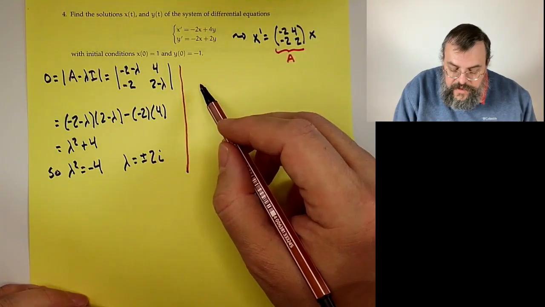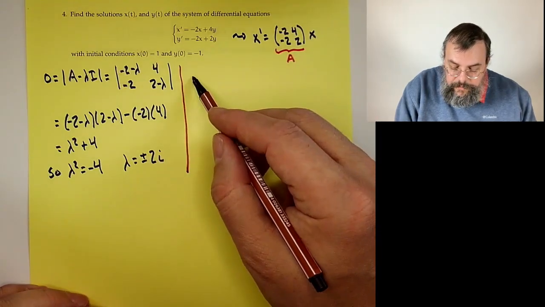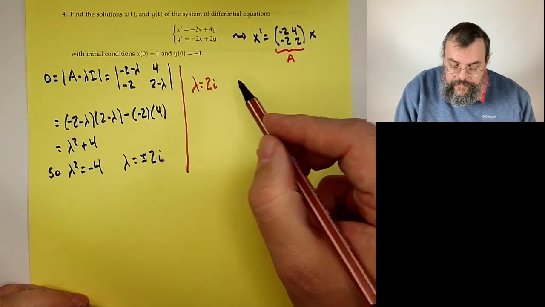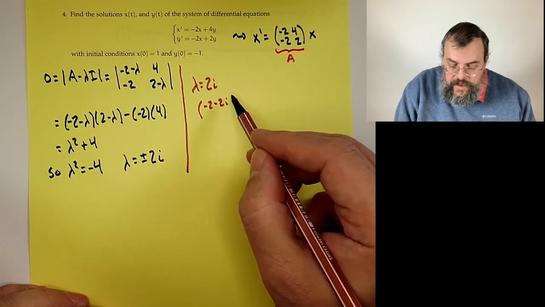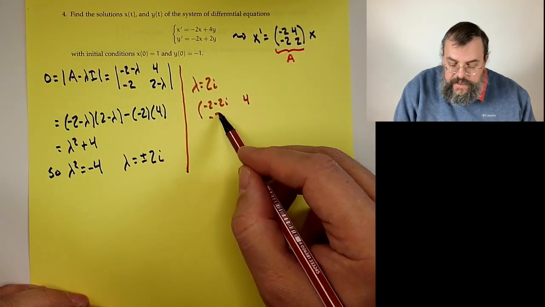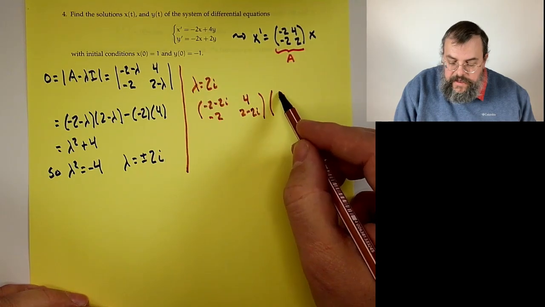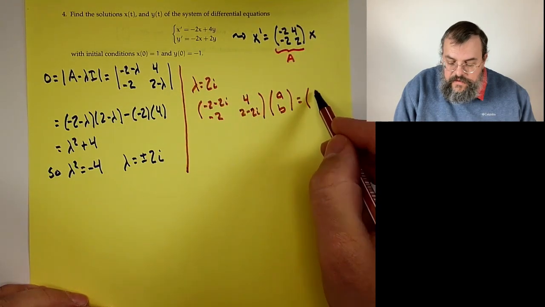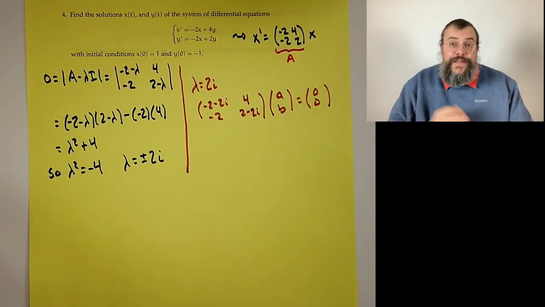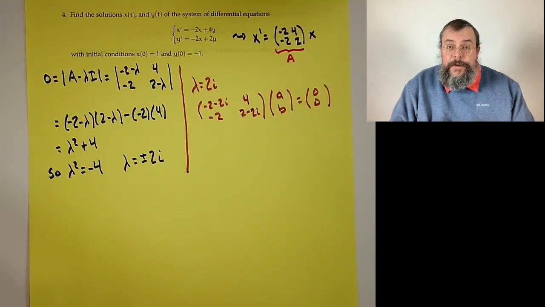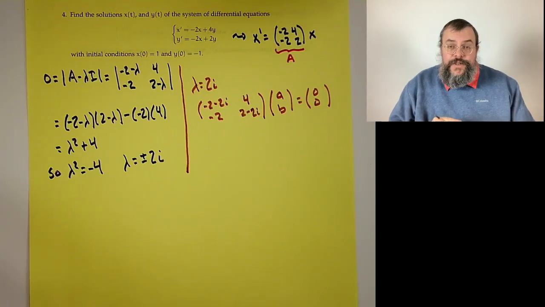So what we're going to do is take our A minus lambda I. So let's do lambda equals plus 2i. And so we're going to take our minus 2 minus 2i, 4, minus 2, and 2 minus 2i. And we're going to multiply that by some a, b equals 0, 0. And now we want to find a choice for a and b that make this work. Now, it turns out there's going to be lots of choices, but we just need to find one choice.